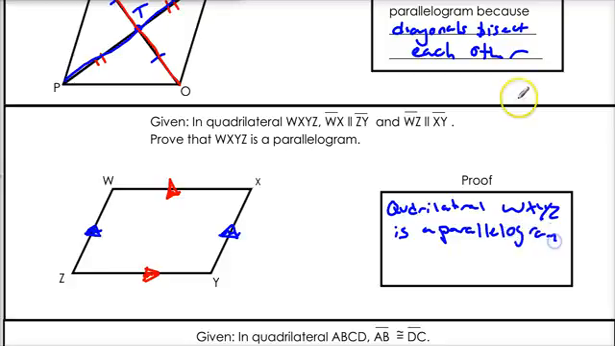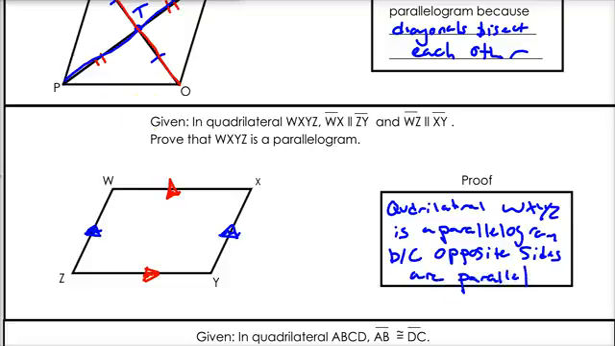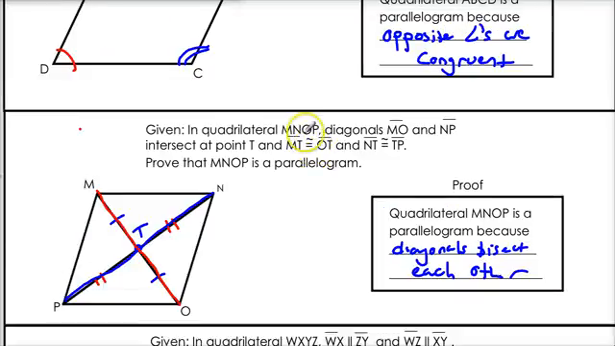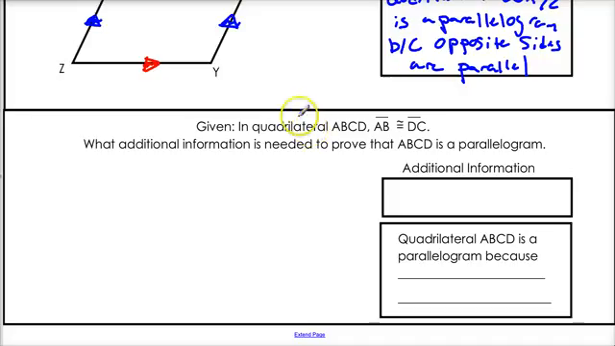You notice that we're just using the same phrase here, it doesn't have to change, because opposite sides are parallel. So we're just using the properties that we learned on the last page. All right, if we know one of those properties is true, then it must be a parallelogram.